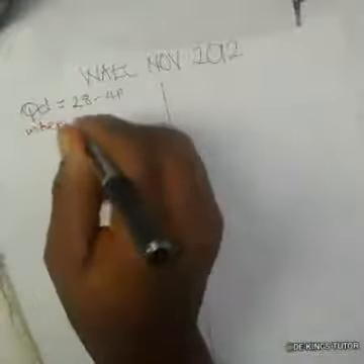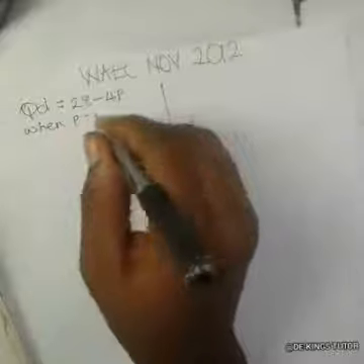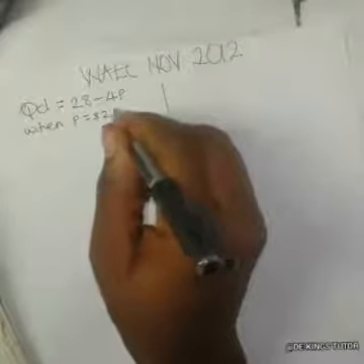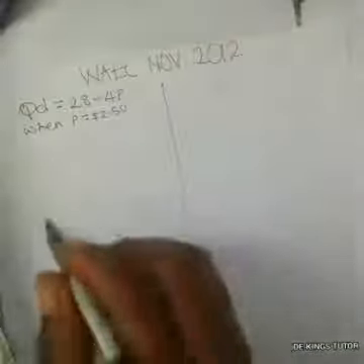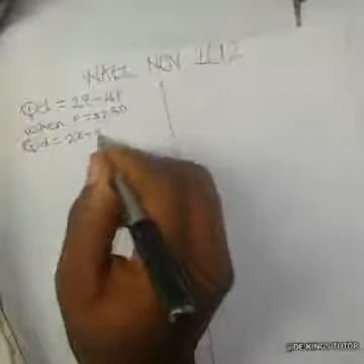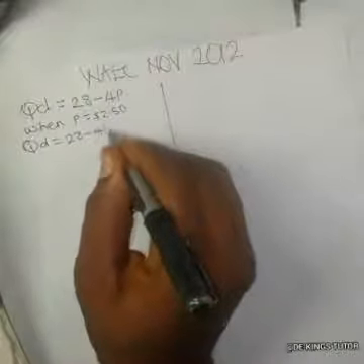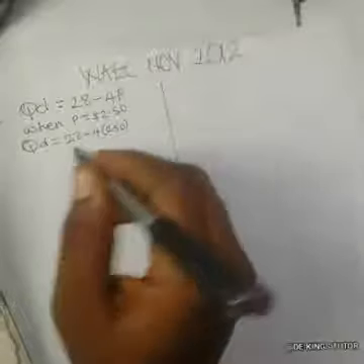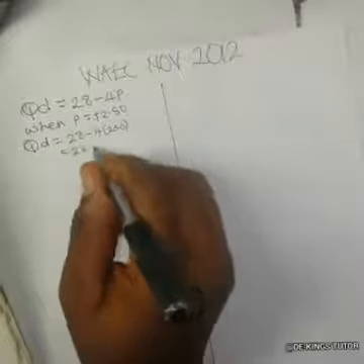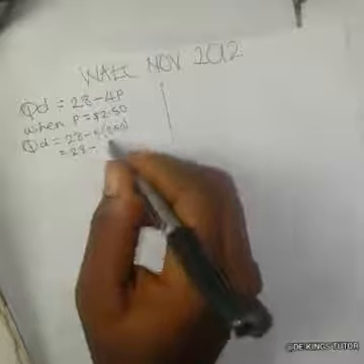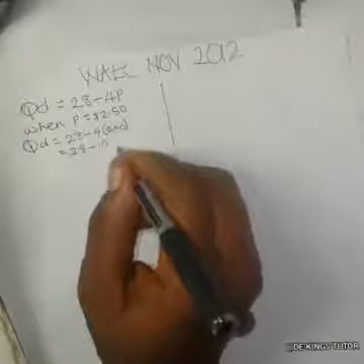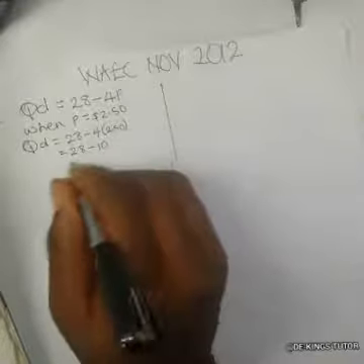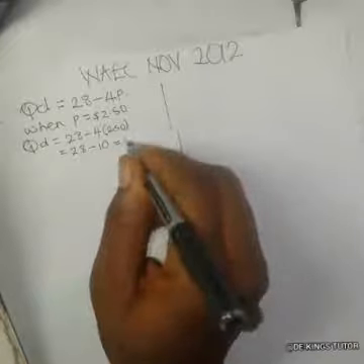When P equal $2.50, our QD equal 28 minus 4. Anywhere I see P, I place 2.50. So QD equal 28 minus 4 times 2.50, which gives me 10. 28 minus 10 gives me what? 18. Okay, so that's the first one.